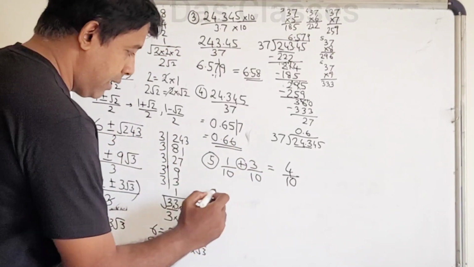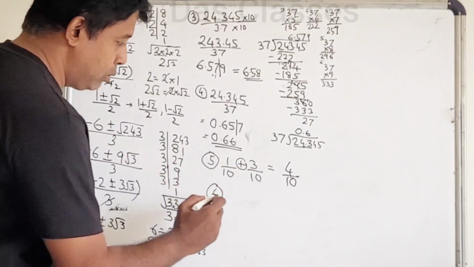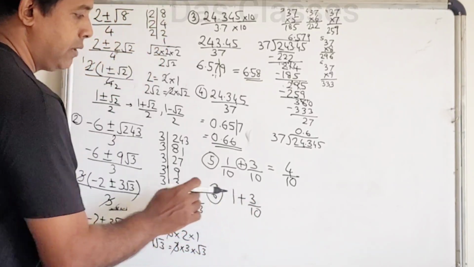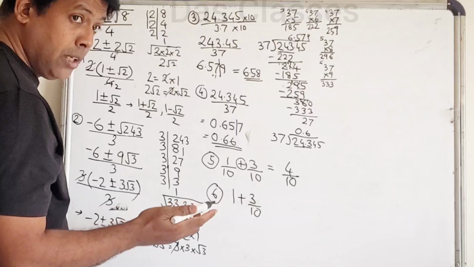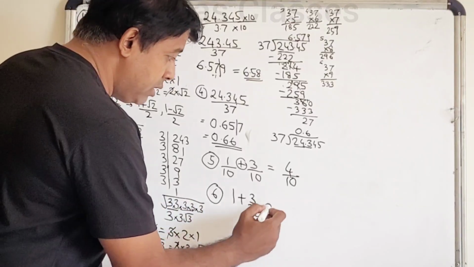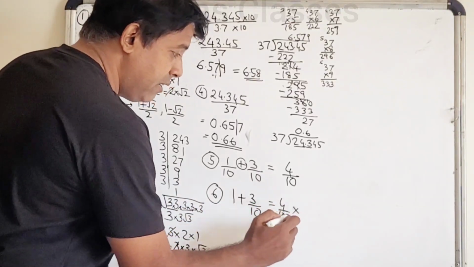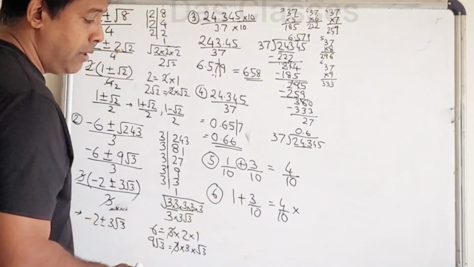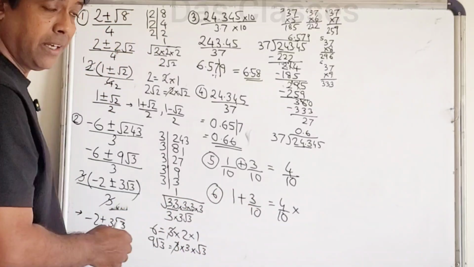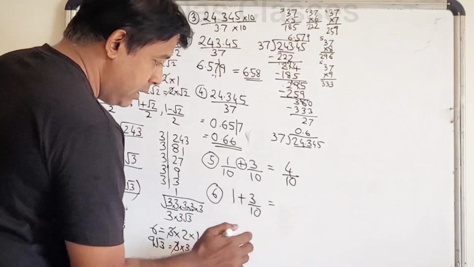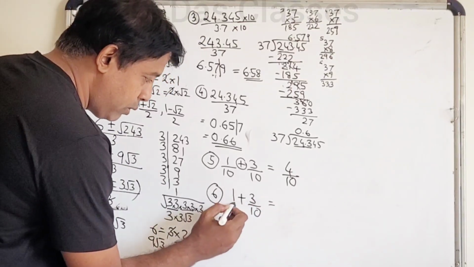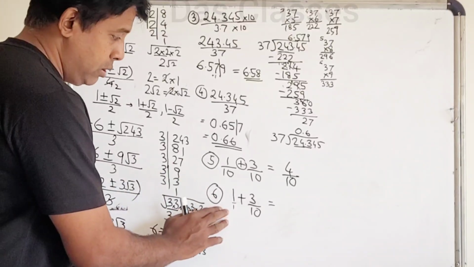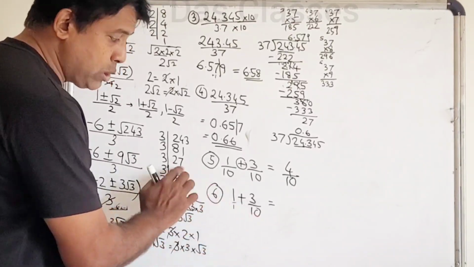Another example. Suppose I had given 1 plus 3 upon 10. Again, what many students do, they just write it as 4 upon 10, which is absolutely wrong, because this was a number and this is a fraction. So you don't solve it this way. There's no denominator over there, so you have to imagine there's 1 over there, so you just write it and then cross multiply.